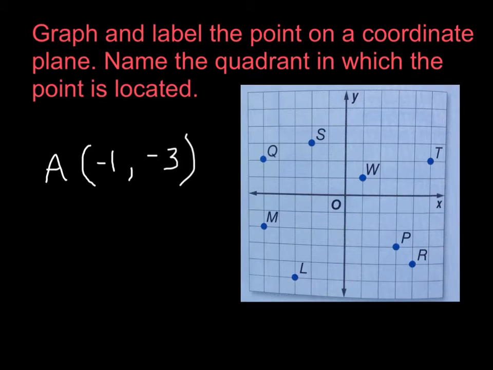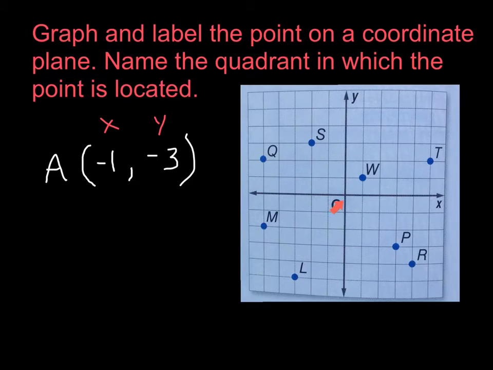Alright, here we're going to graph and label a point on a coordinate plane, and then we're going to name the quadrant on which the point is located. So here it tells us we want to put a point, and we're going to name it A at (-1, -3). So remember, it's x and y here. I always remember which is first because they go alphabetically. X, Y, Z in the alphabet, so X is first, then Y.